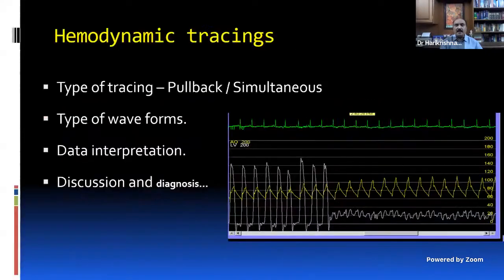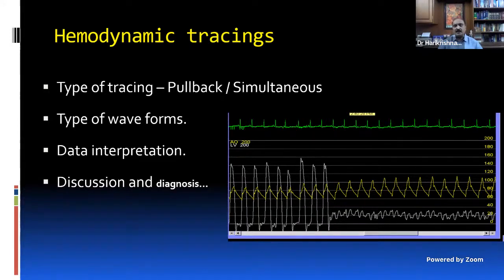So hemodynamic tracings are commonly part of all discussions during the exams. It is also during your cath lab time and in the subsequent discussions also, hemodynamic assessment and discussion of the tracings is an important part. So when you are given a tracing, what you have to do is assess what is the type of the tracing, whether it is a pullback or simultaneous. I will be going to those details. What are the types of waveforms? You just interpret the data, you discuss it, and finally tell the diagnosis.